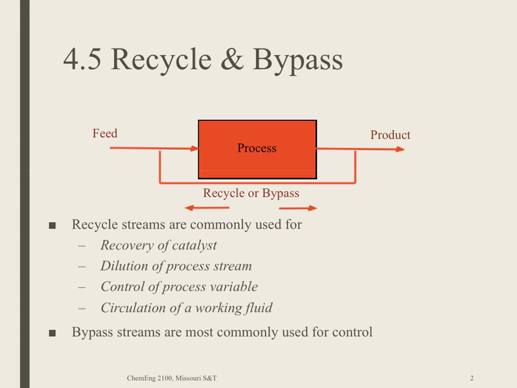They're going to be used to recover, say, an expensive catalyst that isn't used up in the process, but is necessary for the process to work. Or sometimes we'll use it to dilute a process stream. We also can use these for control of process variables, or just simply to keep a working fluid circulating so that we always have adequate flow rates. Bypass streams are going to be most commonly used for control.